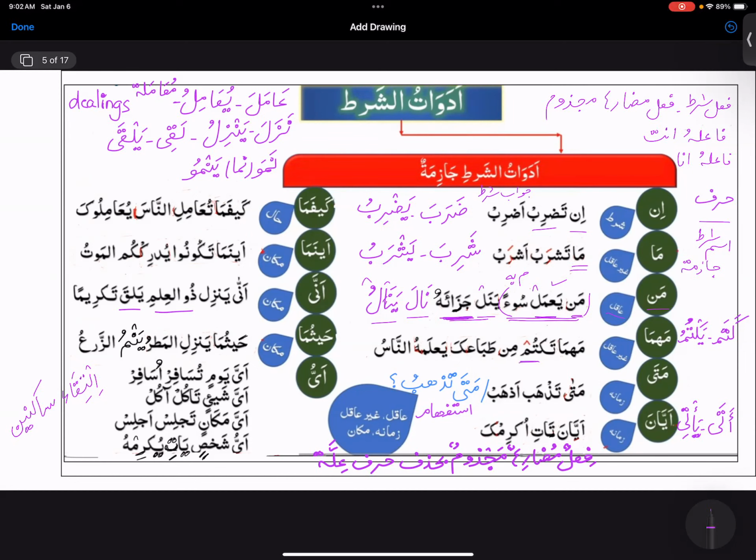I think it's a construction of the two. Mahma taktum min taba'ikum. What could be the meaning? Taba'. What is the harakah? Oh, min is with a jar. Min is with a jar. Taba'ikum, very good. Taba' is your nature, right? Taba' from nature. Taba'ikum, your nature. So mahma taktum min taba'ikum ya'lamuhun nas: whoever hides your nature, he knows, but the good people, I think. No, no, an-nas.